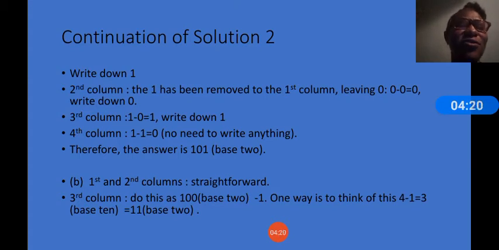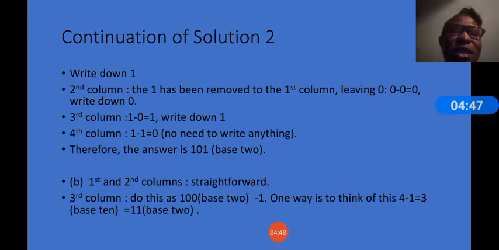Now, in the third column, we have 1 minus 0, which is 1. Just write down that 1. And in the fourth column, we have 1 minus 1 equal to 0. No need to write anything since it is 0. Therefore, the answer is 101. In other words, if you had put down the 0 in the fourth column, you have 0101. So it's better we just write 101 in base 2 for the answer.